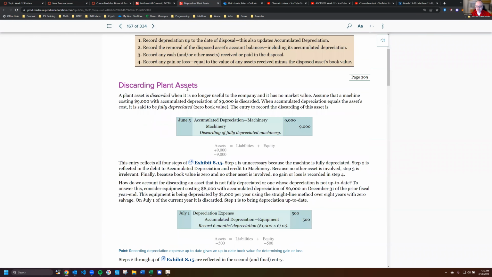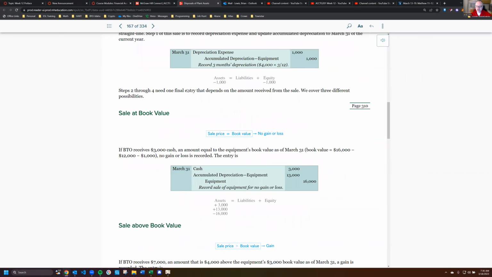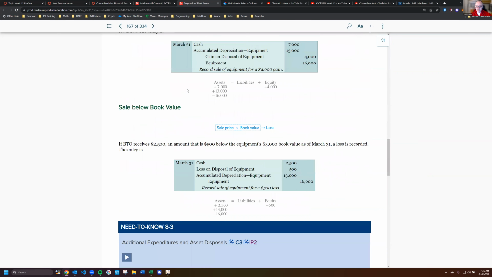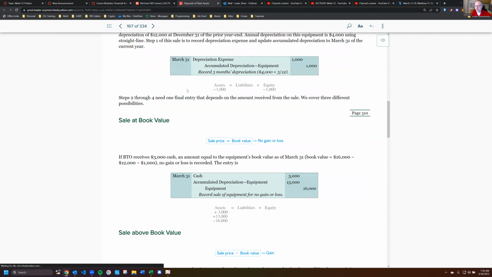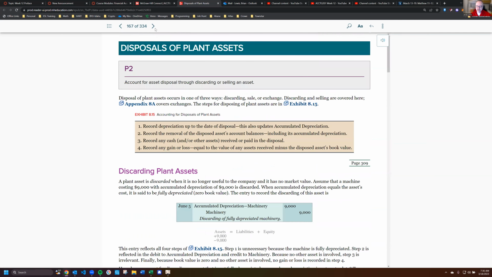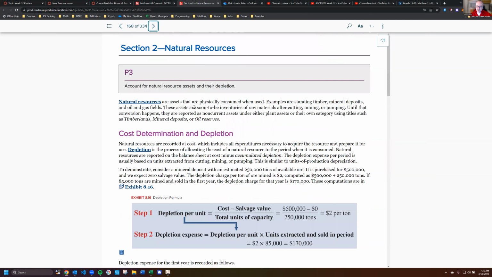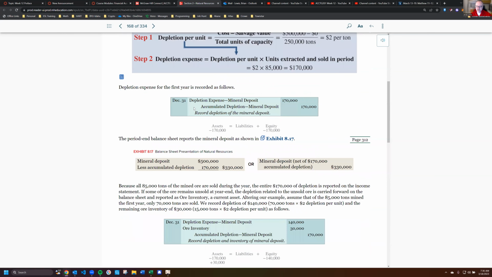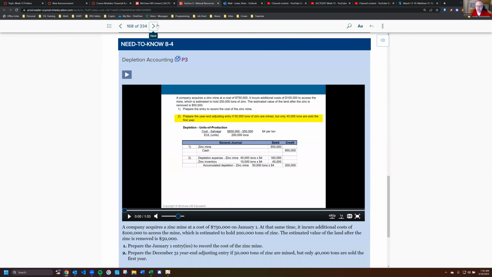Any discarding of plants, selling of plants. Let's see, sell at book value. This is a plus or minus depending on what the book value is. This is the gain or loss on the sale. Natural resources. Okay, not too bad.